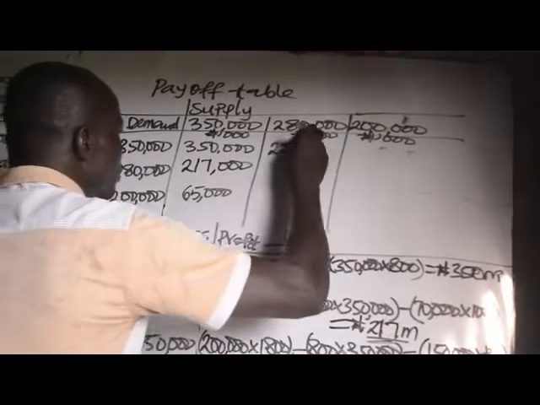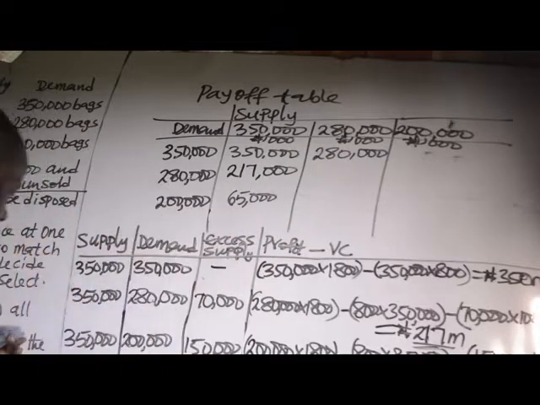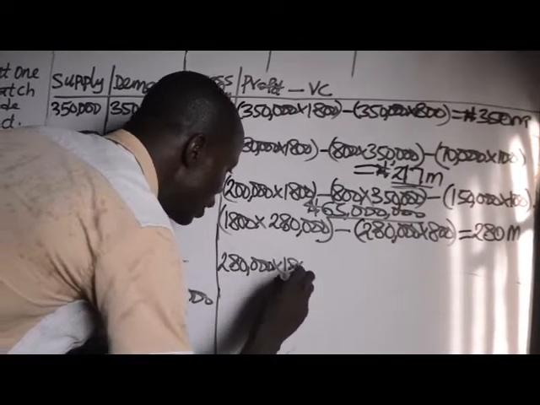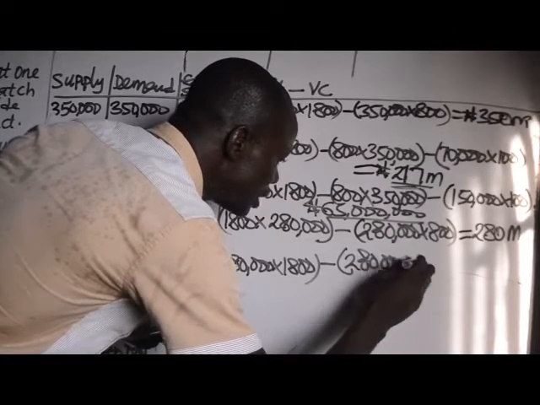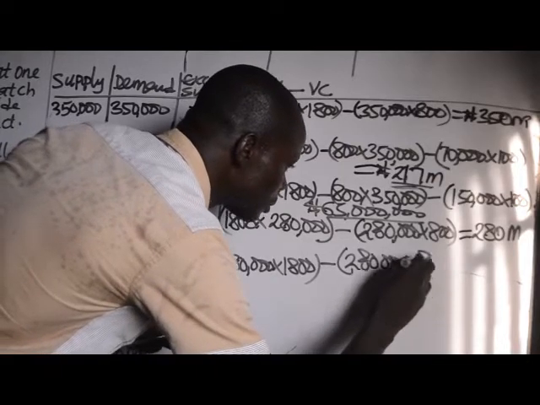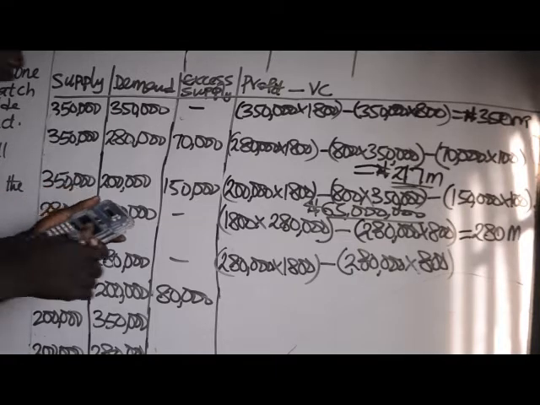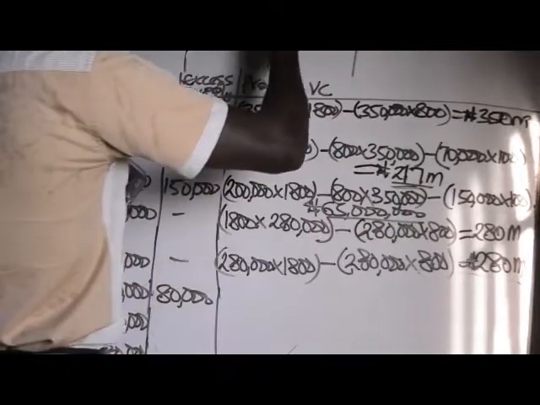Then, when supply is 280,000 and demand is 280,000, the revenue from the sales of 280,000 will be 280,000 times 1,800 minus cost of 280,000 times, I mean times 800. Then you have the profit of 280 million. 280 million naira. 280 million.